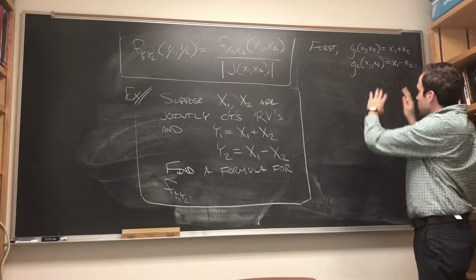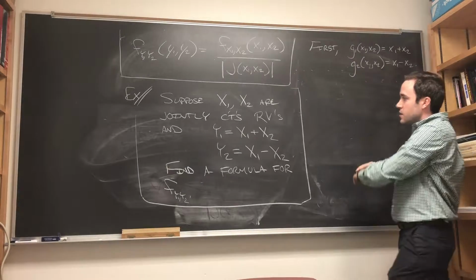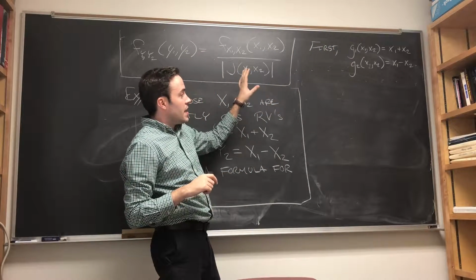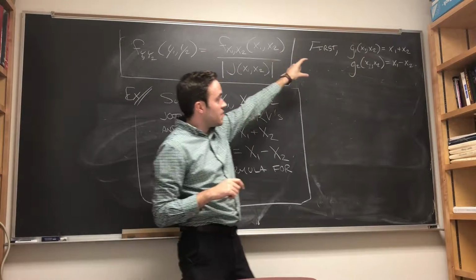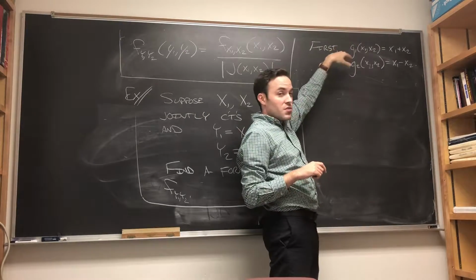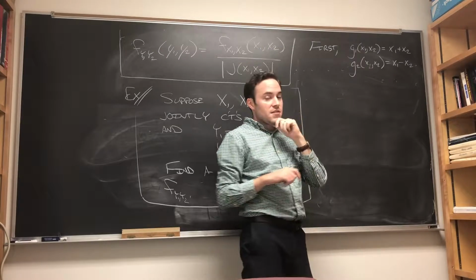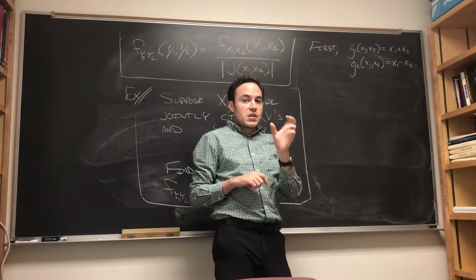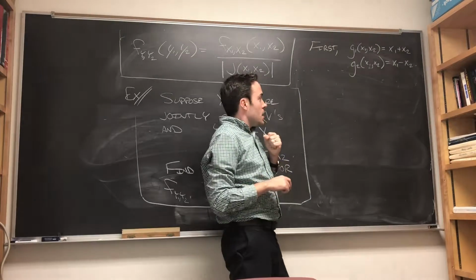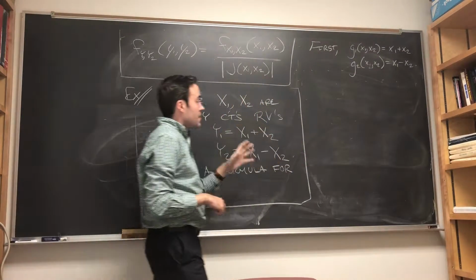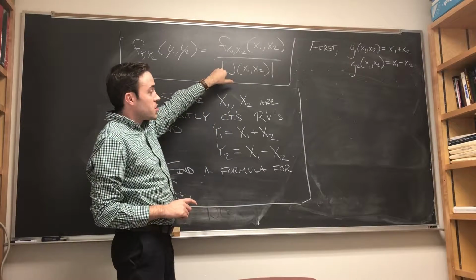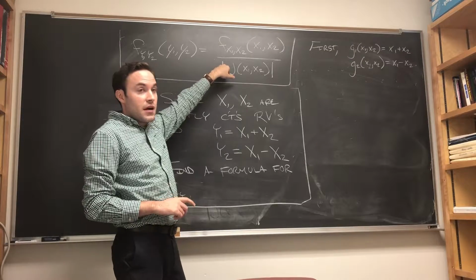So we need to verify two things. First of all, we need to verify that the system here, y1 equal to g1 of x1, x2, and y2 equal to g2 of x1, x2, actually has a unique solution. In other words, a unique pair x1, x2 that gives us y1 and y2. So we need to verify that first, and then the second thing we need to verify is what I was calling point 2. We need to verify that this Jacobian of g1 and g2 is non-zero.